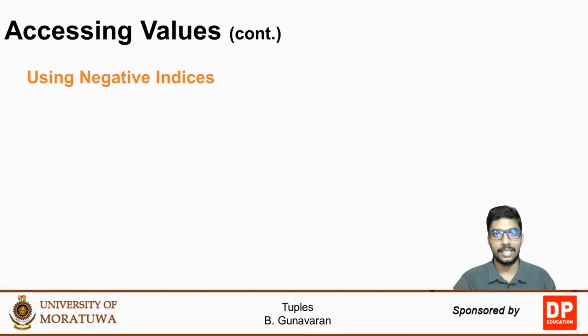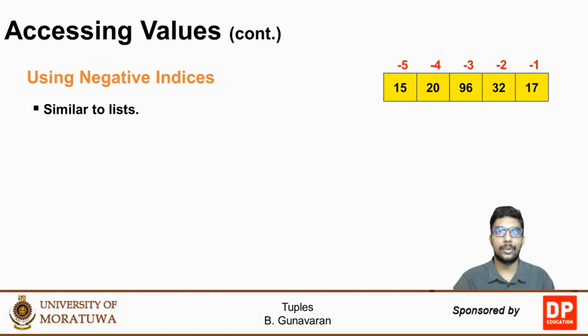The next subtopic is accessing values using negative indices. This also works similar to lists. We have learned in course 1 that in negative indexing, the last element is indexed -1 and the values are indexed from right to left as shown in the diagram.